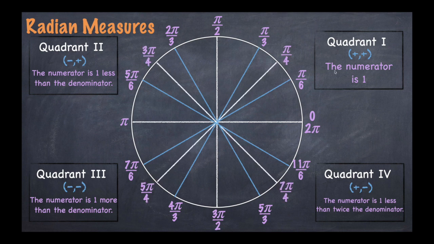Now I've just put back in the denominators of 4, so the unit circle is complete. These are the values that we will be memorizing for everything else in this unit. Once again, you can see that in quadrant 1, all the numerators are 1 pi. In quadrant 2, all of these numerators are 1 smaller than the denominator. In quadrant 3, we're looking at these values here. All of those numerators are 1 more than the denominator. And finally, in quadrant 4, all of these numerators are 1 less than twice the denominator.